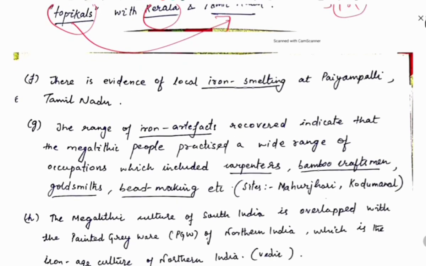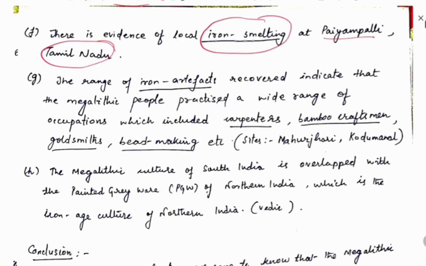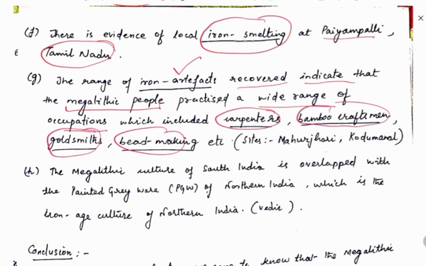Fine. There is also evidence of local iron smelting at Payampalli, in Tamil Nadu, which is a part of this particular culture, megalithic culture. The range of iron artifacts recovered indicates that the megalithic people practiced a wide range of occupations, which include carpentry, bamboo craftsmen, goldsmith, bead making, etc. For example, sites like Kodumanal or Mahurjhari.